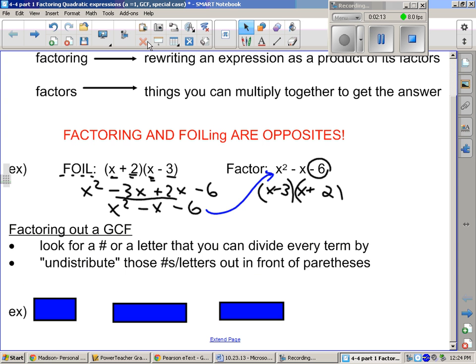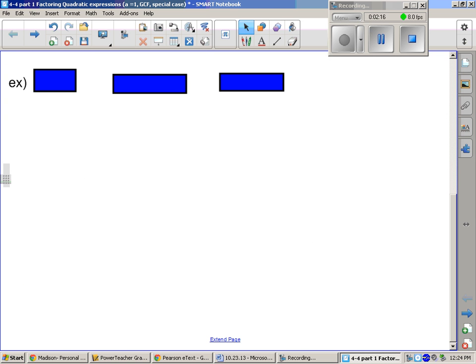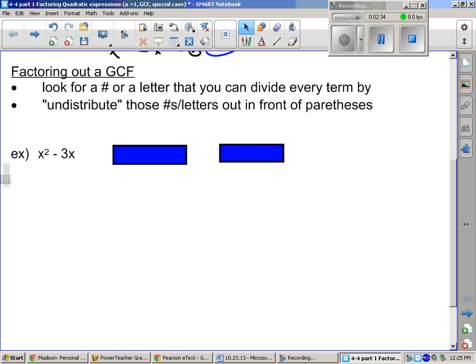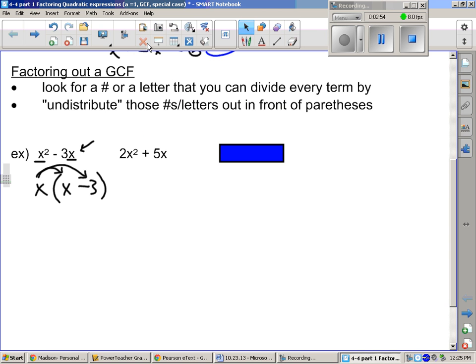All right, another step that you have to be aware of is to look for a number or letter that you can divide every term by, and then you're going to undistribute that number or letter. You take it out front to get it out of the way so that you can deal with the rest, either factor or otherwise. I notice that I have an x in each of these. So I'm going to take that out front, and x times x gave me the x squared, and then I need a minus 3. Think of redistributing that, and you should get back the original problem. So it's kind of like you're dividing, huh? Yeah, you divide out that x, but you have to leave it out front.